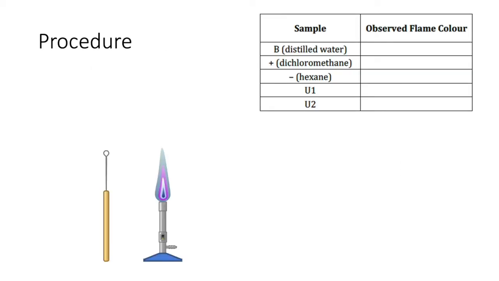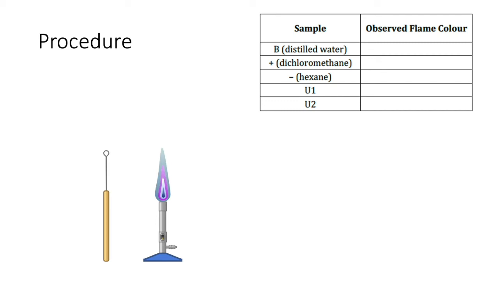For the Beilstein test, you'll need a piece of copper wire, a Bunsen burner, and your samples. Your blank will be distilled water. Your positive control will contain a halogenated solvent. We'll be using dichloromethane. Your negative control will contain a non-halogenated solvent. We'll be using hexanes. And you'll also be testing two unknown samples.